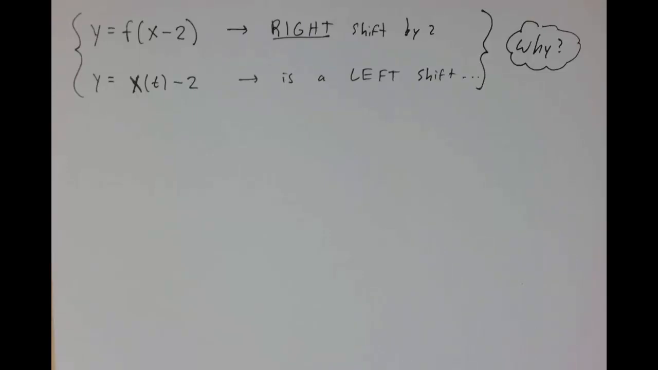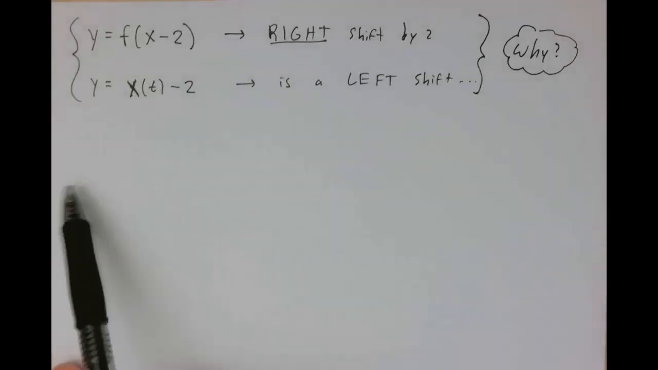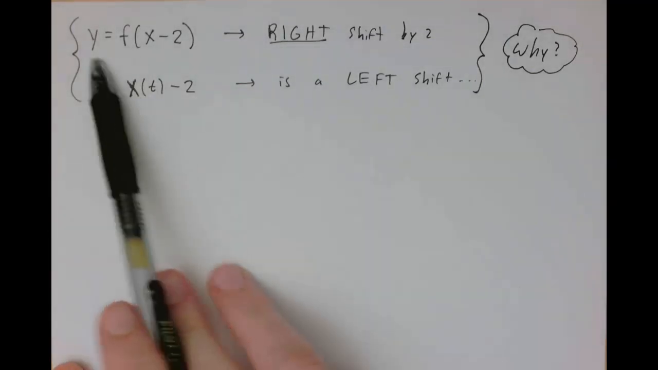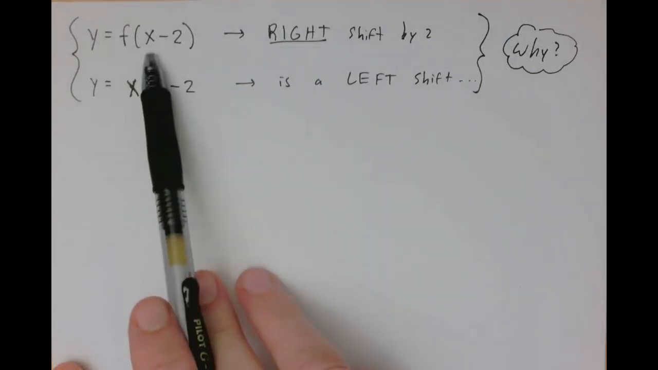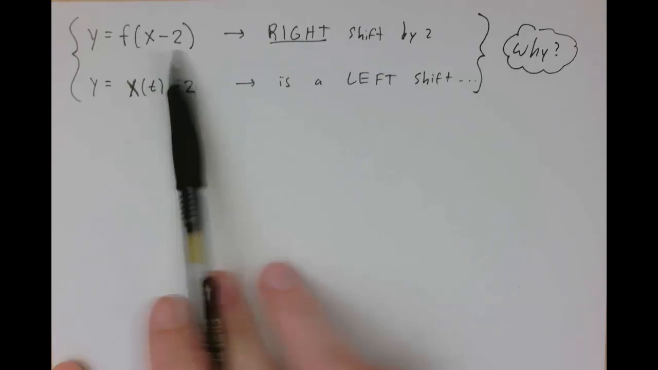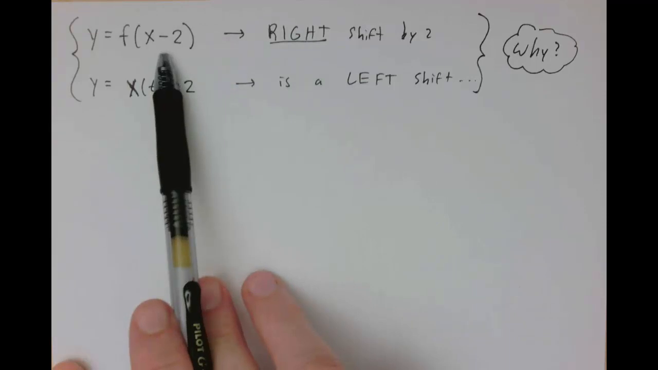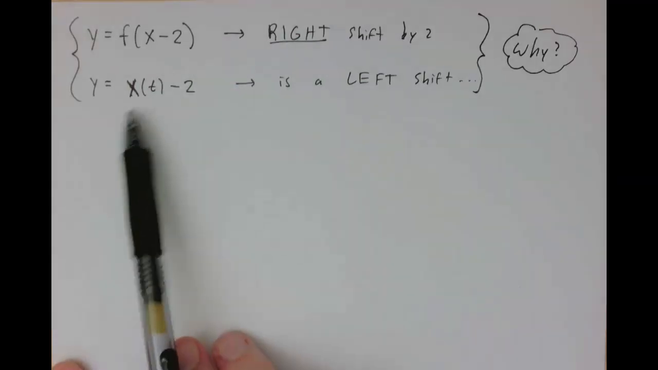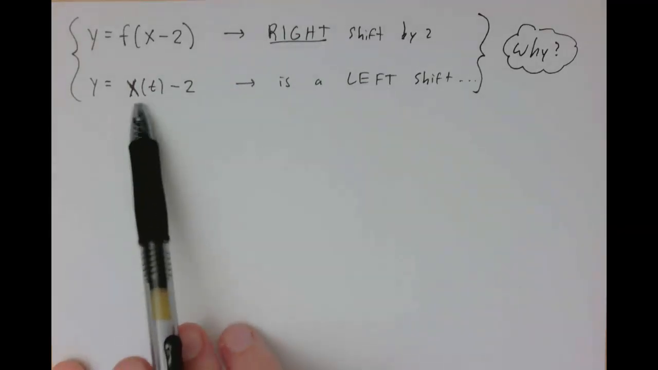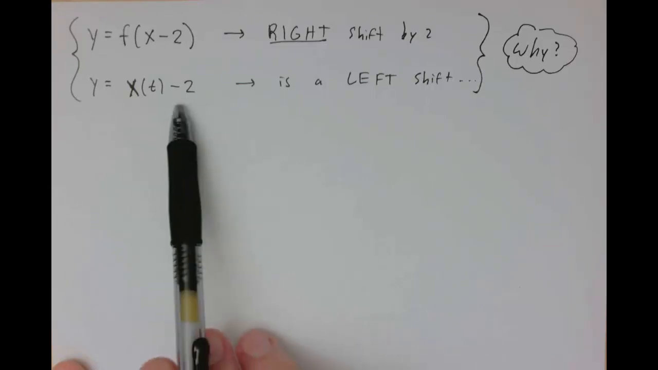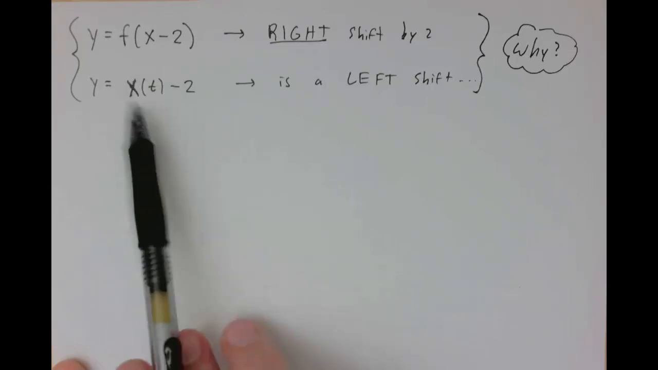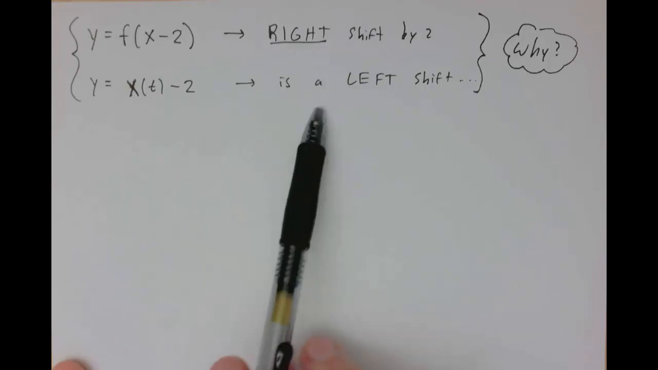Morning, everybody. A lot of people have observed this difference between regular Cartesian transformations and parametric transformations. In particular, in the horizontal axis, if I've got a Cartesian equation where I'm replacing x by x minus 2, that corresponds to a right shift, which is backwards from what you may expect. However, if we have a parametrically defined equation where x is a function of time, and you replace x with x minus 2, in this case, it's a left shift.